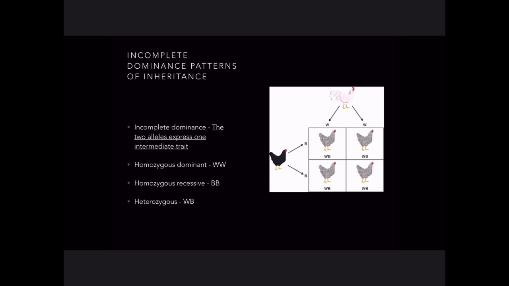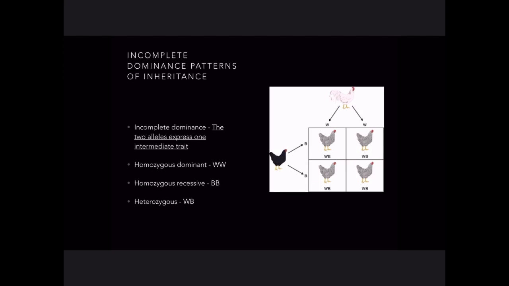Now, if something were to be homozygous dominant, it would just be, say, WW for the white chicken in the image, and homozygous recessive is just BB. They're both dominant, but we'll just put it for the sake of putting it. And then heterozygous would be WB, which is gray.